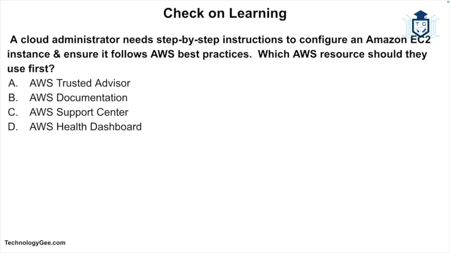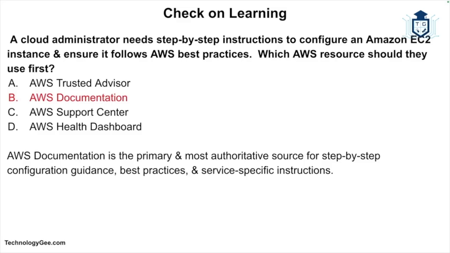All right, so with all that being said, let's do some check on learning. Our first question is, a cloud admin needs step-by-step instructions to configure an Amazon EC2 instance and ensure it follows AWS best practices. Which AWS resource should they use first? Should they use AWS Trusted Advisor, documentation, the support center, or the health dashboard? And the correct answer is they're going to use the AWS documentation. Documentation is the primary and most authoritative source for step-by-step configuration guidance, best practices, and service-specific instructions.